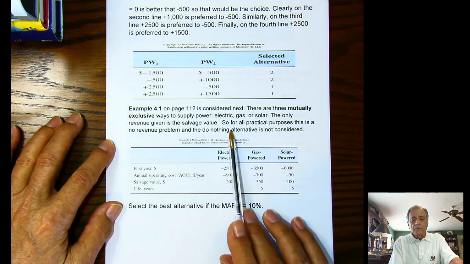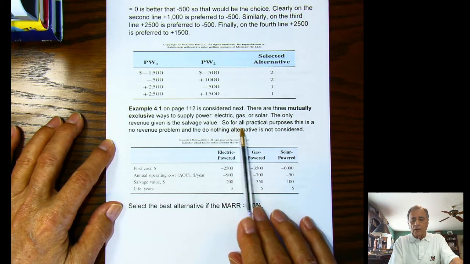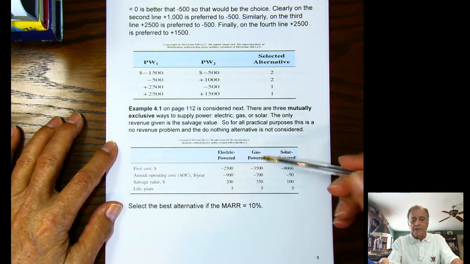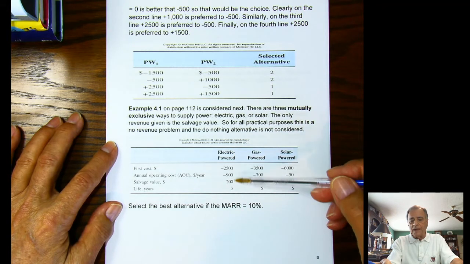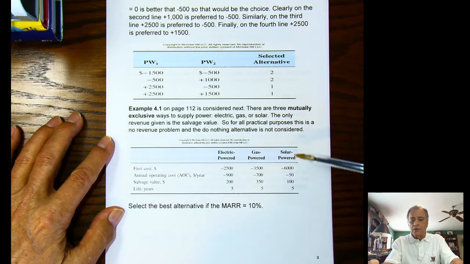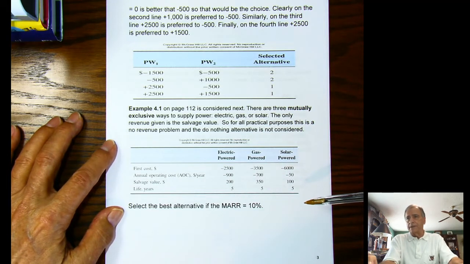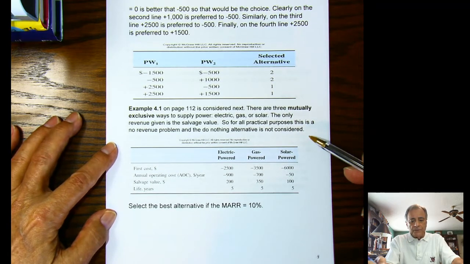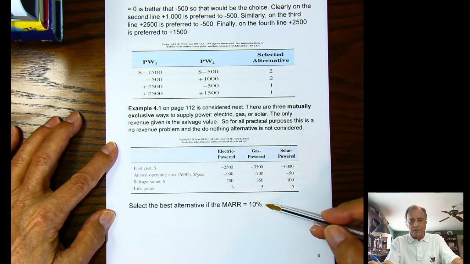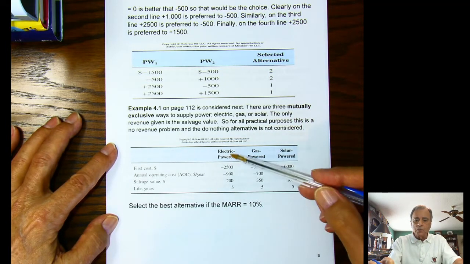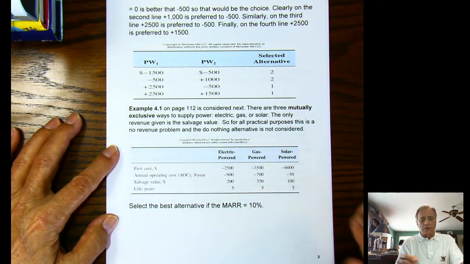So for all practical purposes, no revenue problem, and so we're trying to decide, should we provide electric power, should we provide gas power, or solar, which is the least expensive, okay? And the author gives a MARR of 10%. So let's look at the present worth of the electric power alternative.